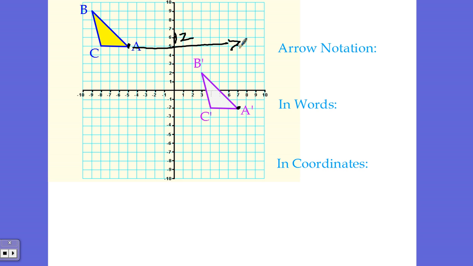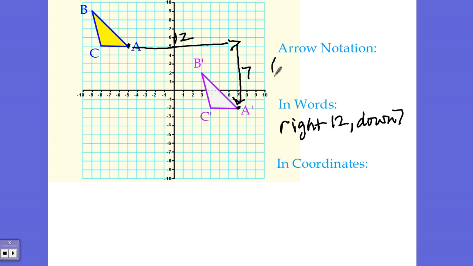Then we had to go down. How far did we have to go down? From here we went down 1, 2, 3, 4, 5, 6, 7 units. We went down 7 units. Right 12, down 7. That's what I put if I have to write my transformation in words. Right 12, down 7.